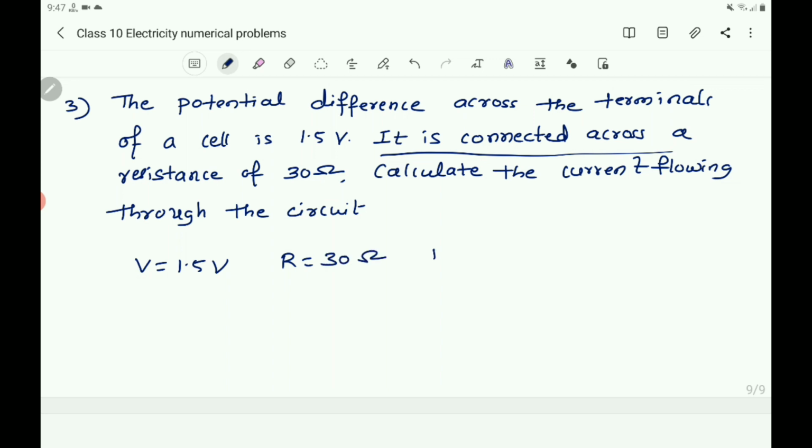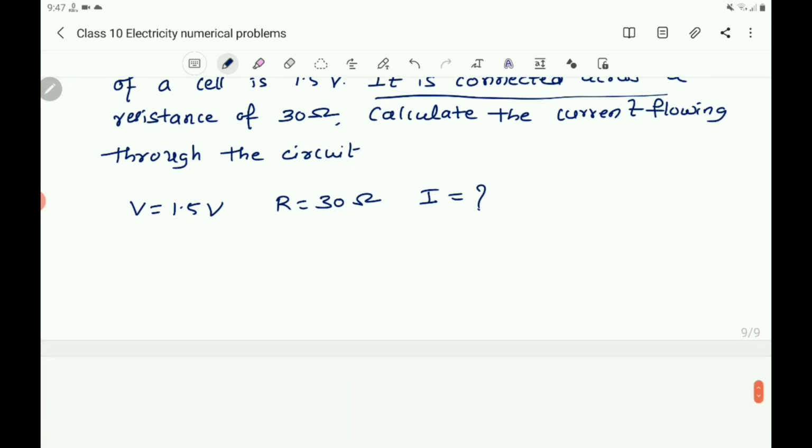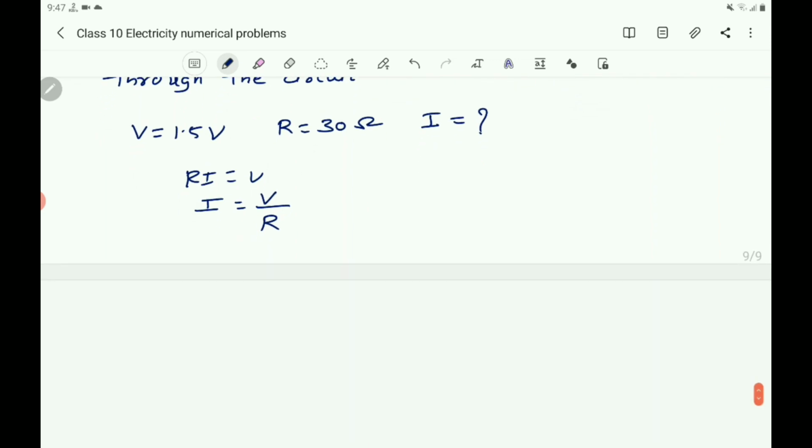What you have to find out? Find I. I equals question mark. And you know the formula for I. Here you know that V equals RI, that is RI equals V. Here we have to find out I, so I equals V by R.